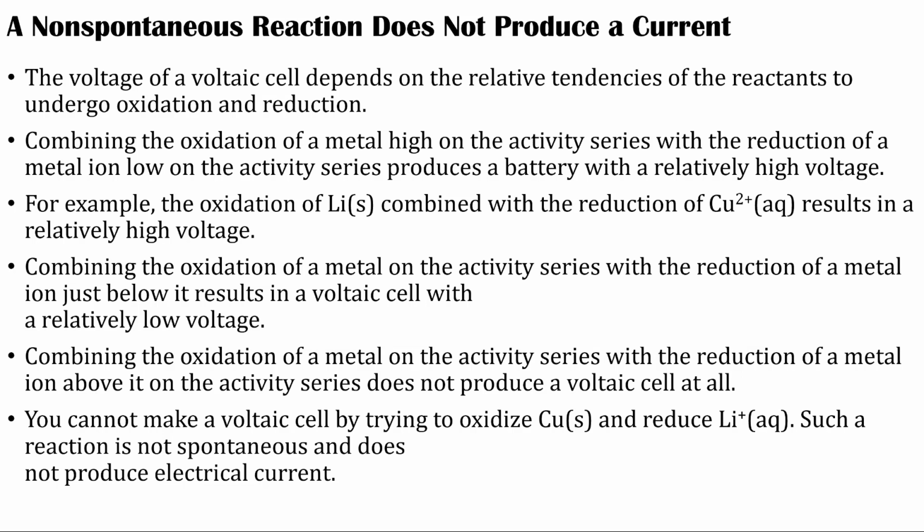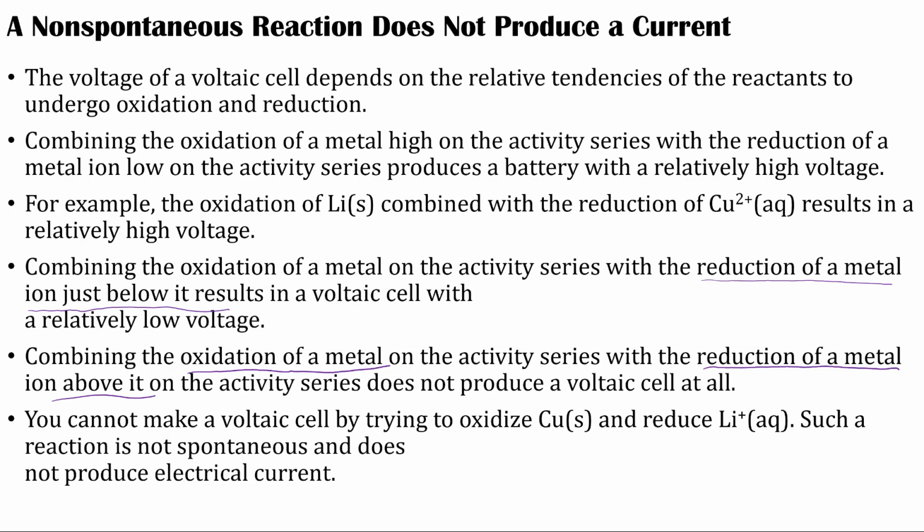So it says, combining the oxidation of a metal on the activity series with the reduction of a metal ion above it on the activity series does not produce a voltaic cell at all. So that would be non-spontaneous. But if you combine the oxidation of a metal on the activity series with the reduction of a metal ion just below it, that results in a voltaic cell with a relatively low voltage because they're very close together. But if you separate those two a lot, you'll get a higher voltage.